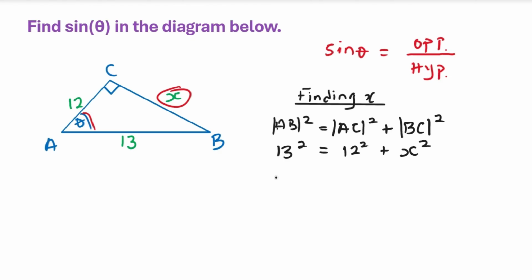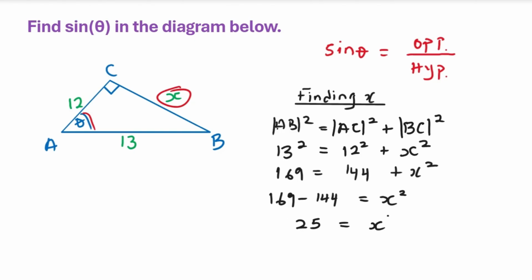So 13 squared is going to be 169. And 12 squared is 144 plus X squared. We have to subtract 144 from both sides. So I'm going to get 169 minus 144 equal to X squared. So when you subtract, we're going to get 25 equal to X squared. I have to get X, not X squared. So I have to find the roots of both sides. So I'm going to get the root of 25 equal to the root of X squared.